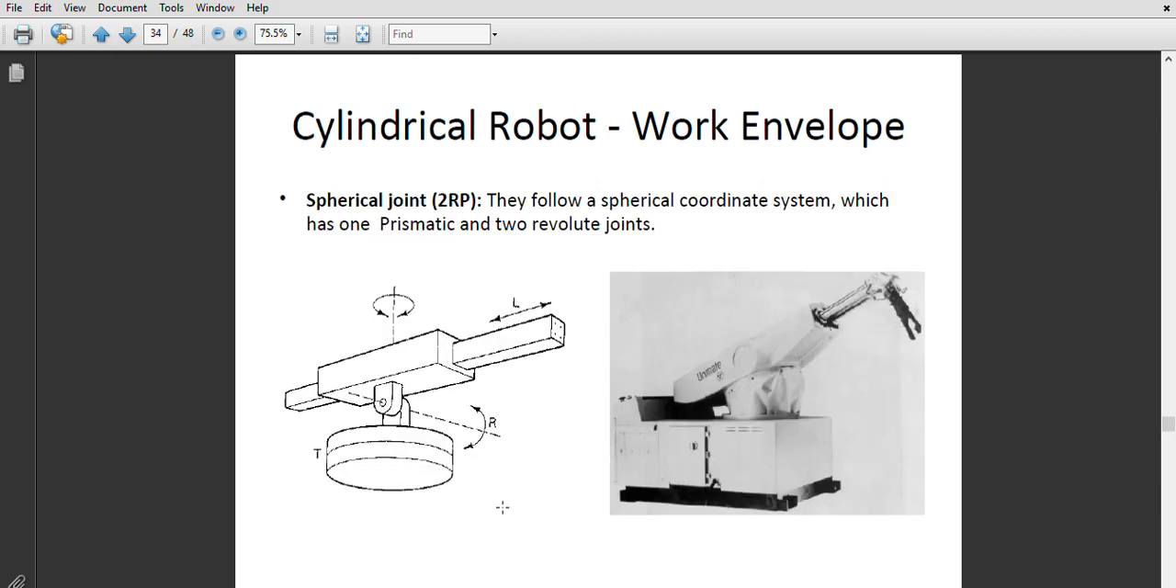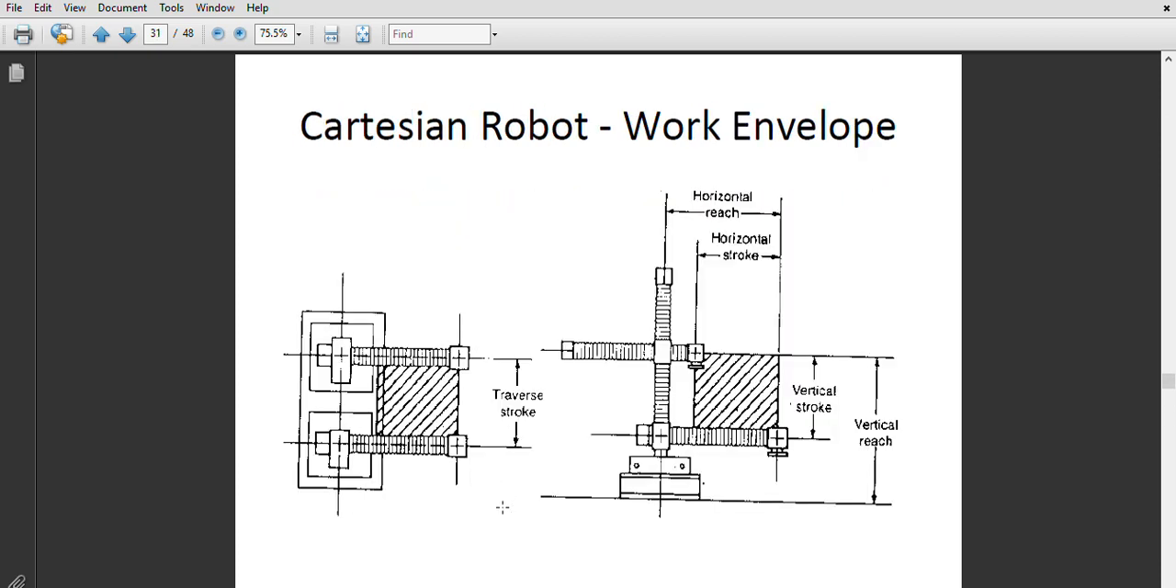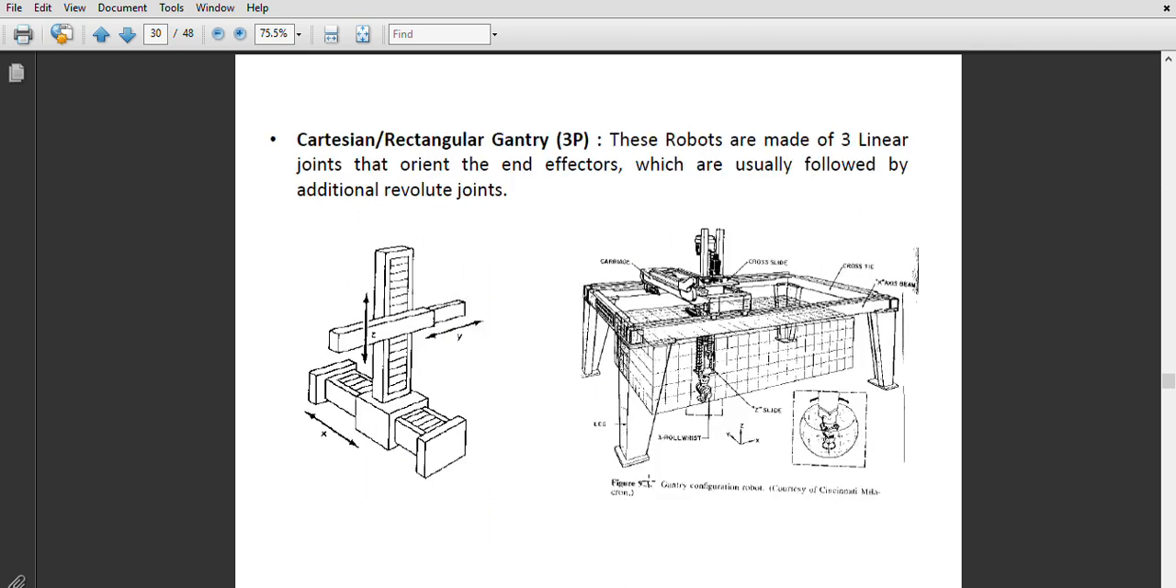For example, you can see the Cartesian coordinate work envelope. The main concept you have to know before this is the working envelope. This is the working envelope, which you can divide into maximum envelope, restricted envelope, and operating envelope. If the robot is working in the envelope, it specifies the area where the robot can move, and where it cannot move, as the working envelope.